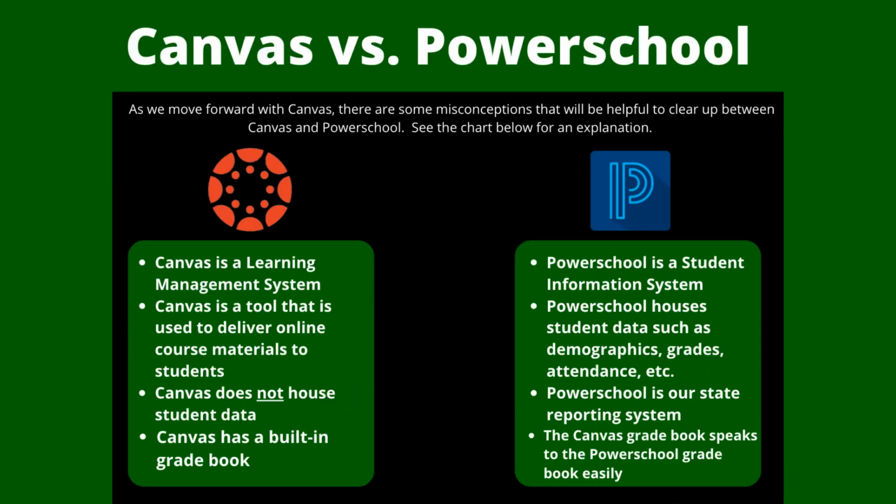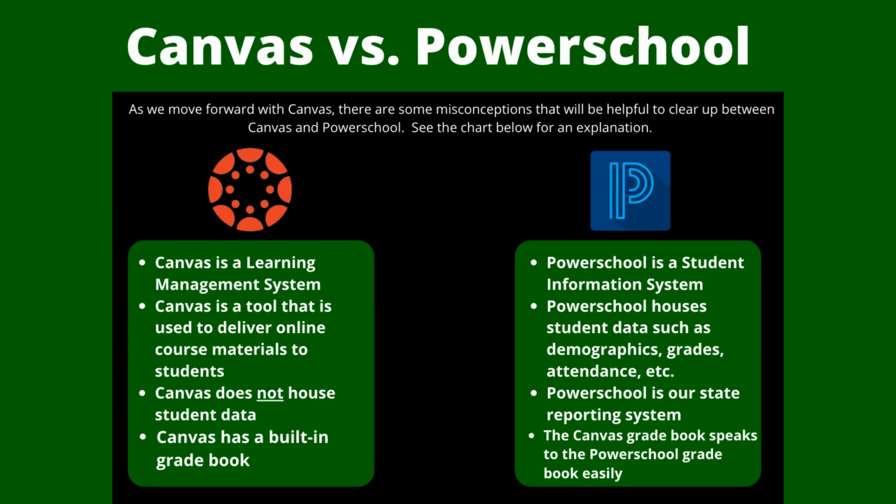The first thing that we want to address is one of the biggest questions that we get as we talk about implementing Canvas: why do we need PowerSchool if we have Canvas? And the answer to that is they play two different roles in what we do here at Concord. PowerSchool is our student information system, or SIS. This houses all of our historical data. This is the official grade reporting to the state. This holds demographics, all that kind of stuff that Canvas does not do.